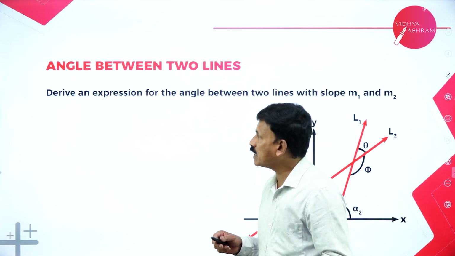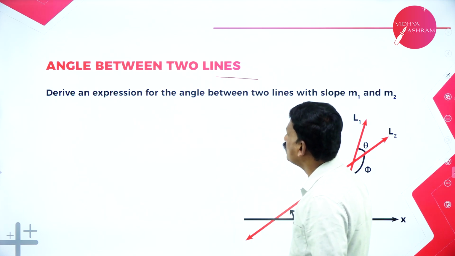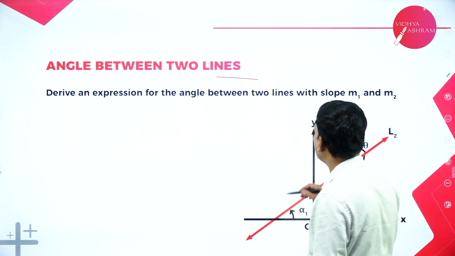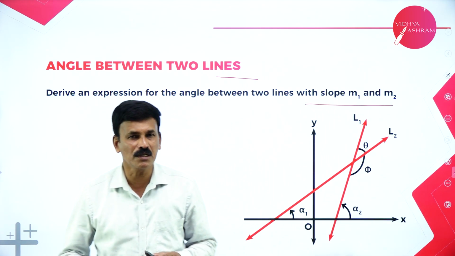Now let us know what is the angle of intersection. Now what is the problem here? The question will be like this: angle between the two lines. Derive an expression for angle of intersection between the two lines whose slopes are m1 and m2.